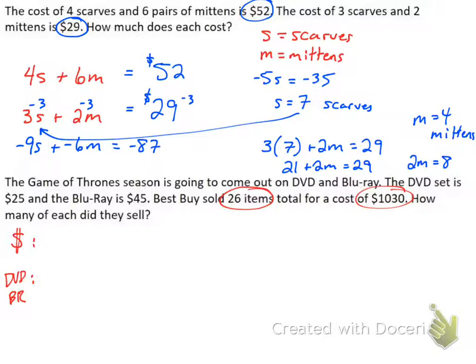So again, my money equation is going to have all my dollar amounts. $25 for the DVD plus $45 for the Blu-ray is equal to my dollar amount, which is $1,030. This is my dollar equation, so this one has all the dollar amounts in it. The other one is going to be my total items, so it's just going to be DVDs plus Blu-rays is equal to 26. And then from there, again, I could just solve my equation. Doing elimination would probably be the easiest way to do that one. Okay.